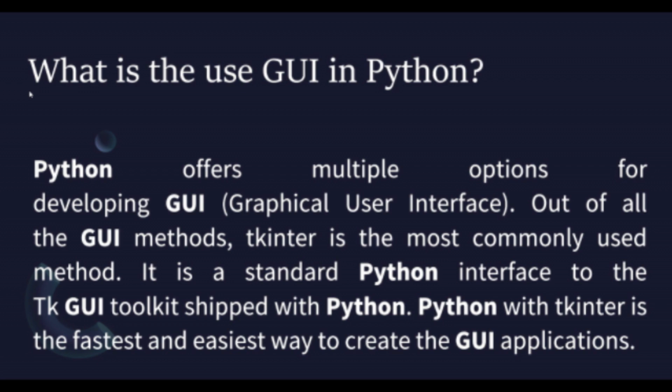Python offers multiple options for developing GUI, that is the graphical user interface. Out of all the graphical user interface methods, Tkinter is the most commonly used method. It is a standard Python interface to the TK GUI toolkit shipped with Python. Python with Tkinter is the fastest and the easiest way to create GUI applications. Here I use the Tkinter package to develop a simple calculator program in Python with a graphical user interface.